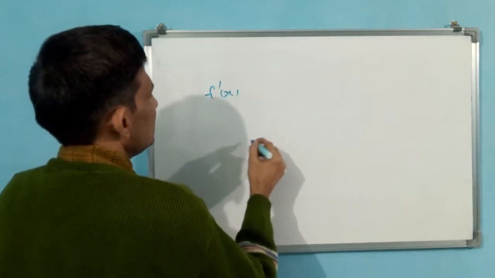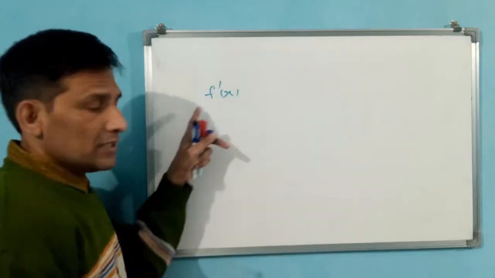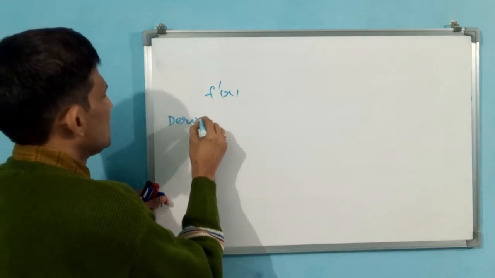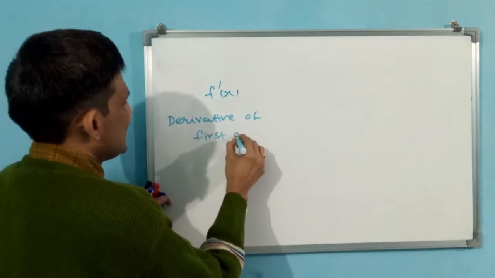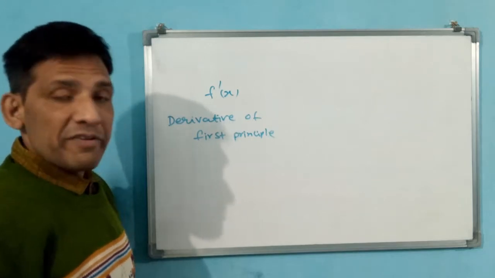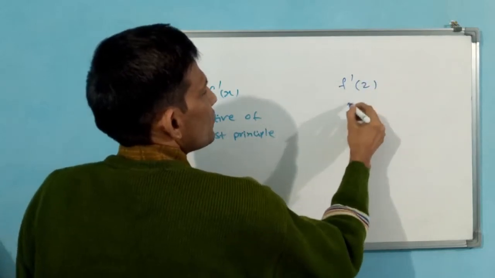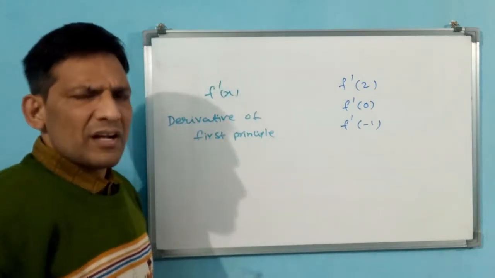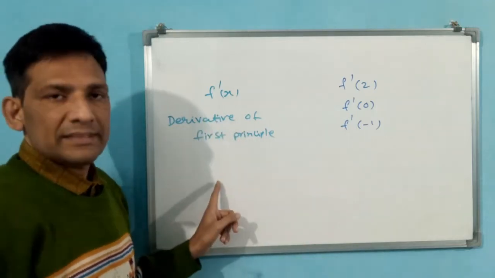F dash x only. They give f of x. If they ask us to find f dash x, that is called the derivative by first principle. F dash 2, f dash 0, f dash minus 1 are all normal derivatives. We don't call these first principle. First principle means f dash x. Keep that in your mind.